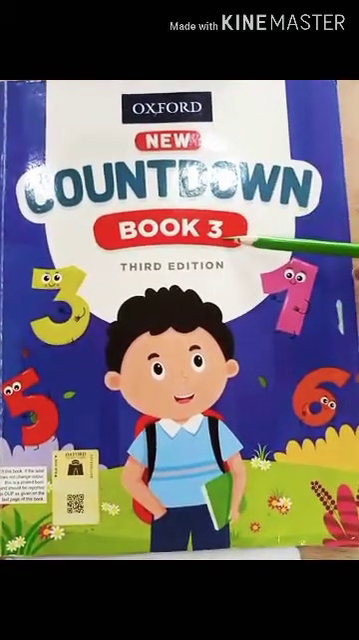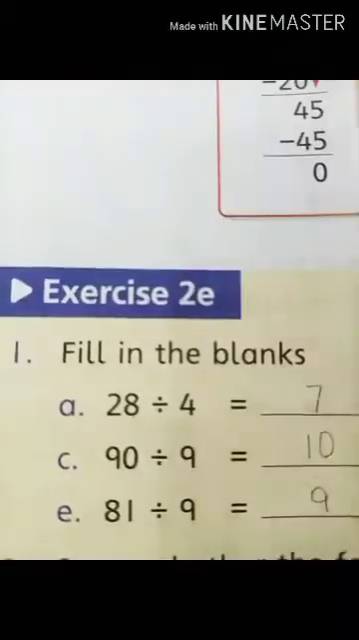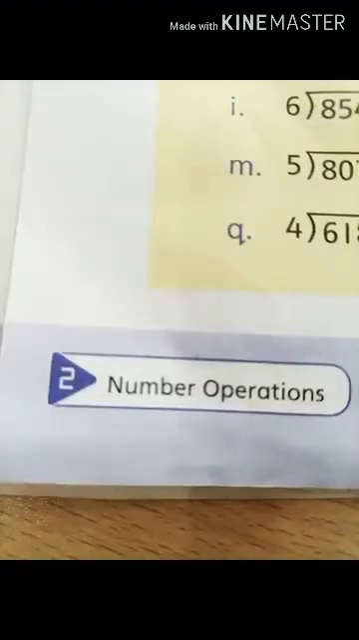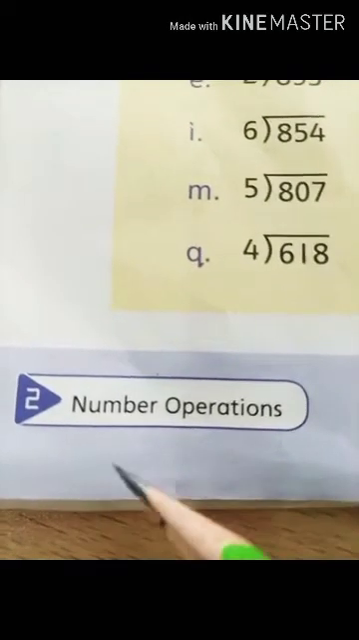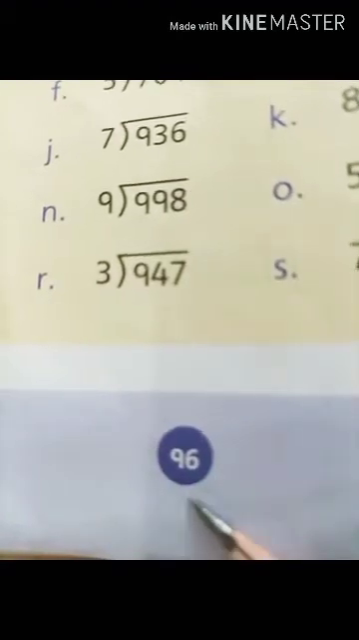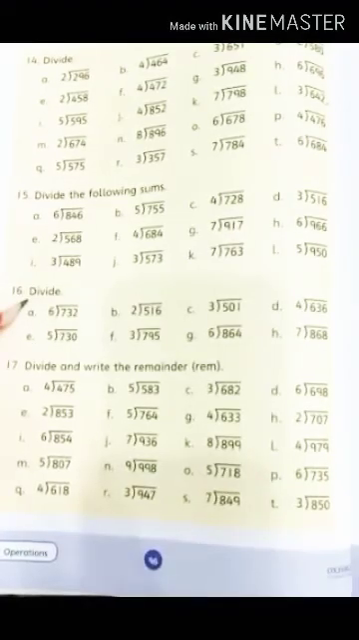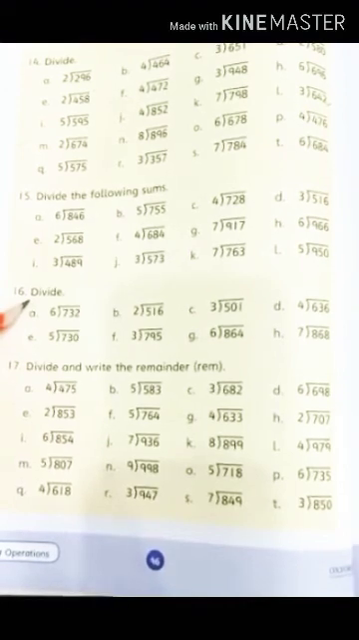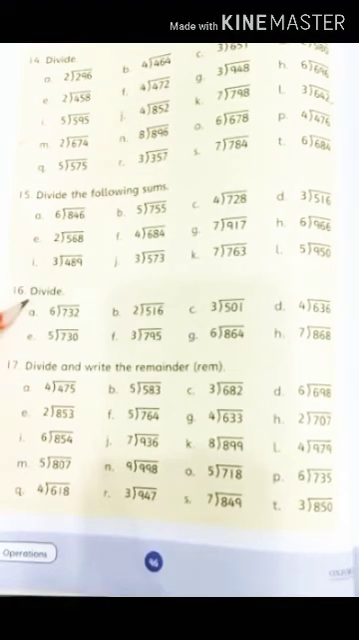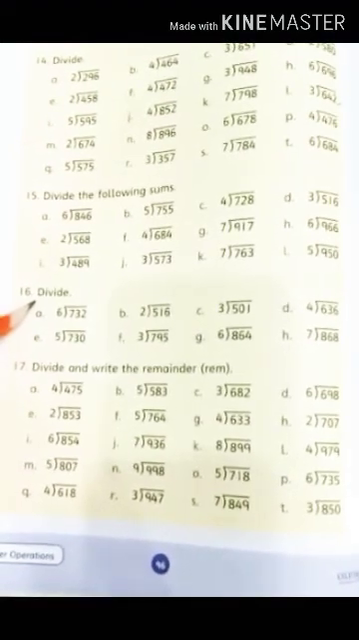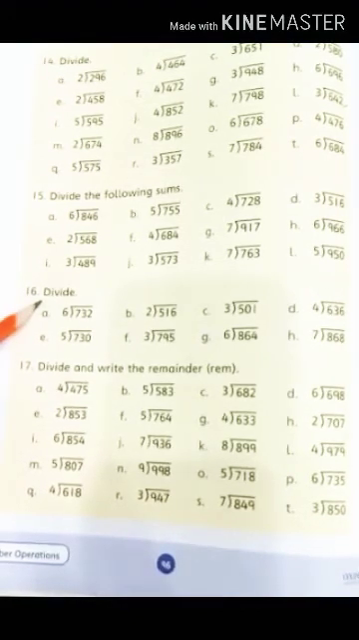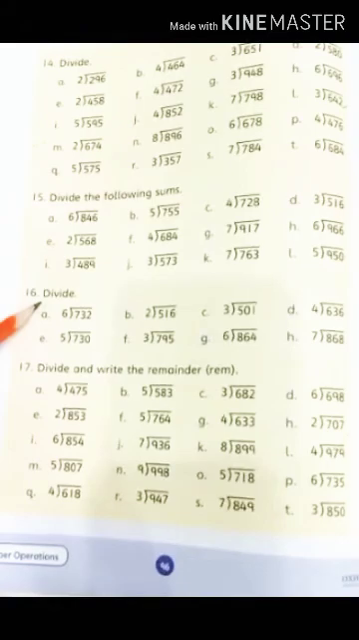Here is our Countdown, book 3. Open your Countdown. Students, as we are doing the exercise of chapter number 2, that is number operations, today we are going to discuss page number 96. Today we are going to do question number 16, that is division. Here we are going to divide all the parts of question number 16, and next we are going to do question number 17, the first 4 parts. Okay students, let's start it.